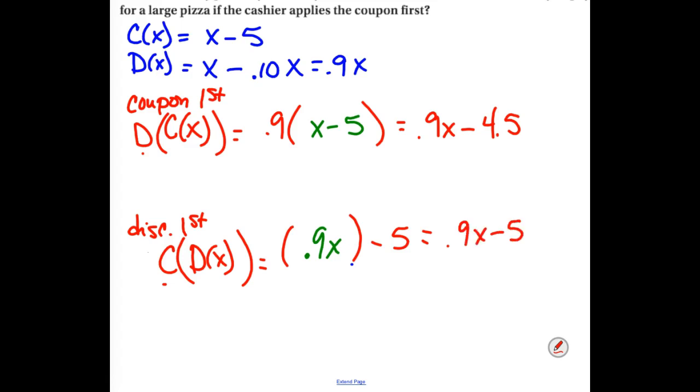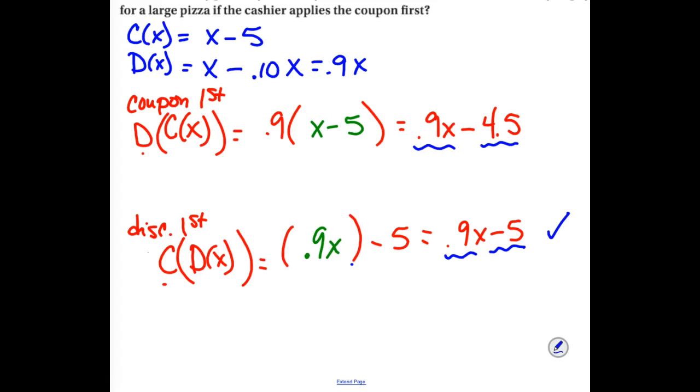So in both cases, we're going to take our original amount and times it by 0.9, right? We're going to pay 90% of it. But in this one, we get to deduct a $4.50 charge. On this one, we get to deduct $5. So what's the better deal? The discount first, right? We get to save an extra 50 cents.